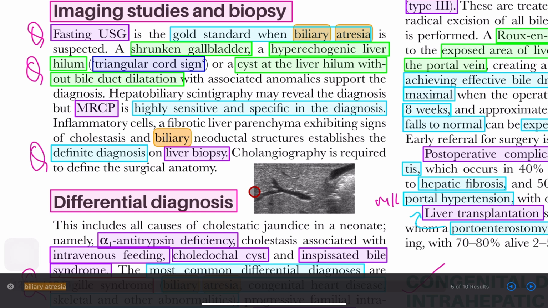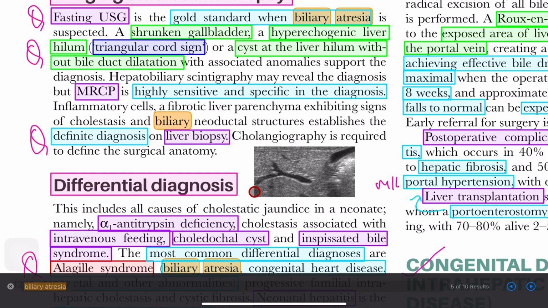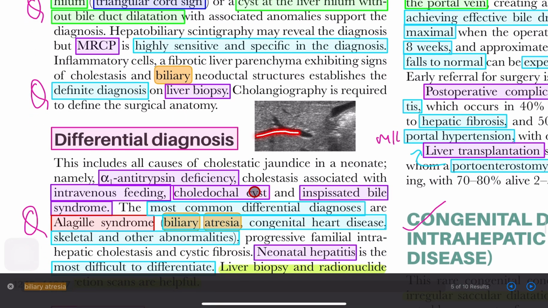MRCP is also highly sensitive and specific in the diagnosis, and the definitive diagnosis is by liver biopsy. Bailey says definitive diagnosis is by liver biopsy. And this is the triangular cord sign.